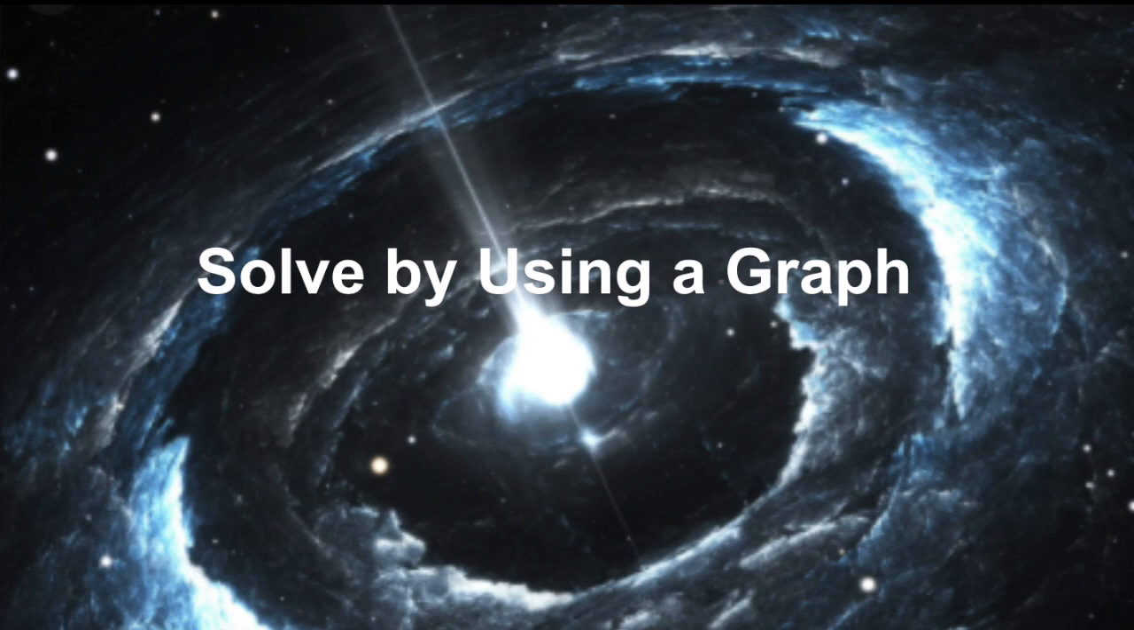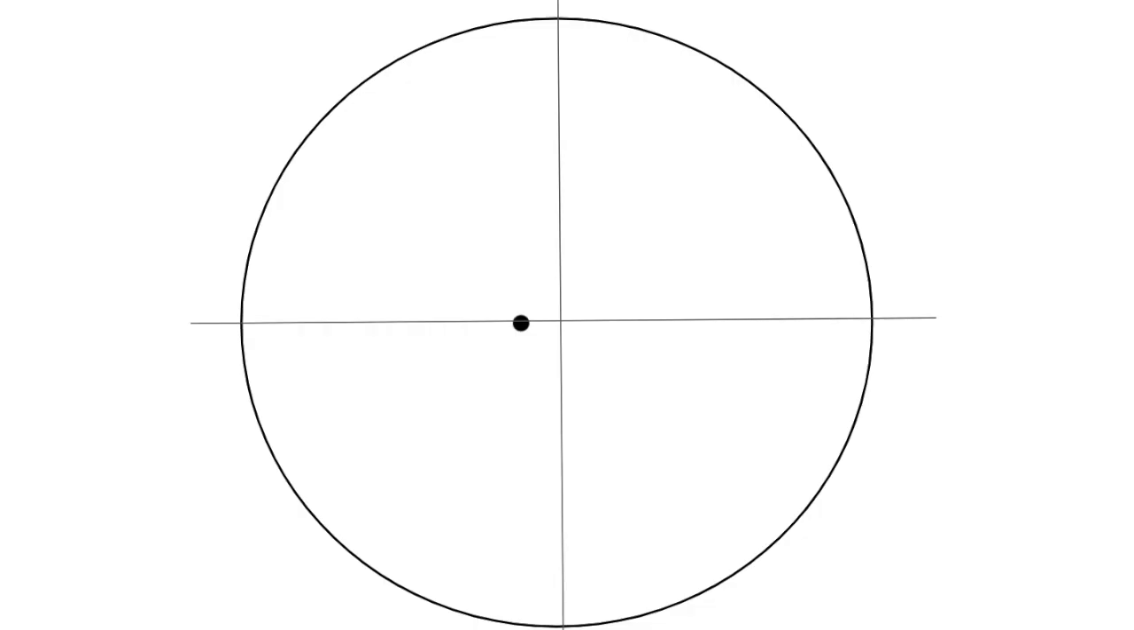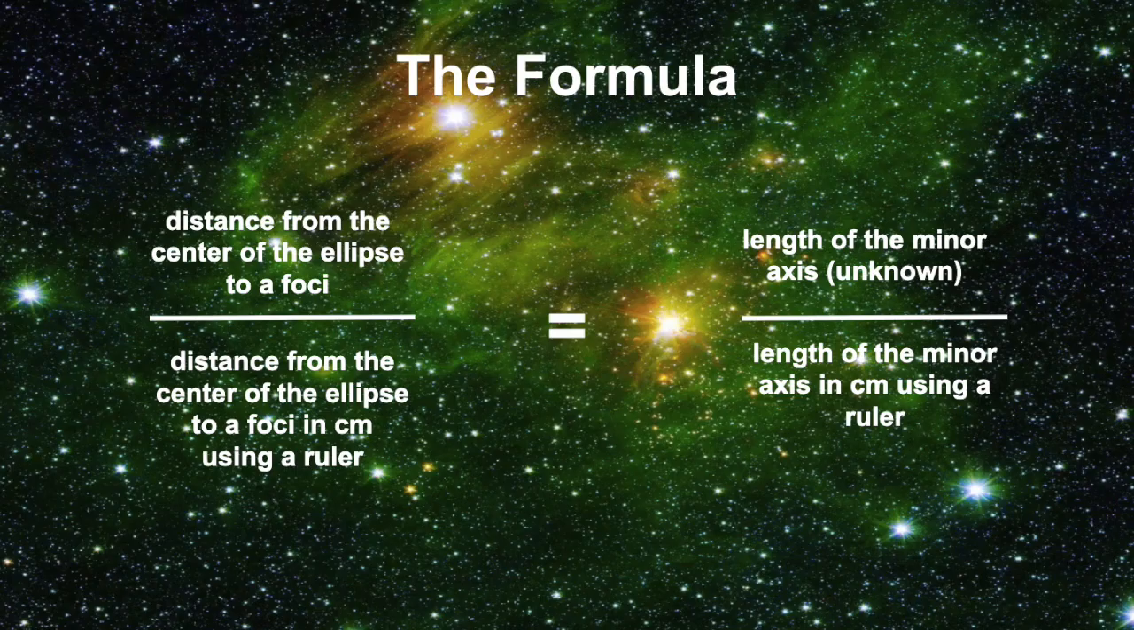Another way to find the equation that defines the elliptical orbit of Mars is to use a graph. Here's a scaled-down graph of Mars' orbit. I found this graph online and measured it with a ruler. In order to use this graph to find the equation of Mars' orbit, there is a formula. The distance from the center of the ellipse to the foci divided by the distance from the center of the ellipse to a foci on the graph in centimeters is equal to the length of the minor axis, b, divided by the length of the minor axis on the same graph in centimeters using a ruler.